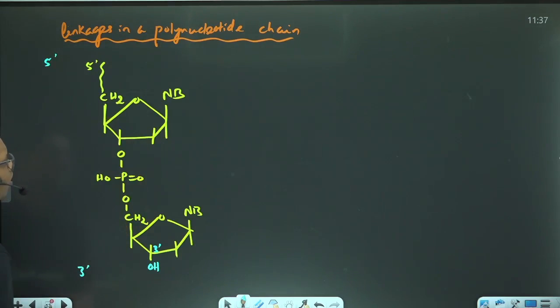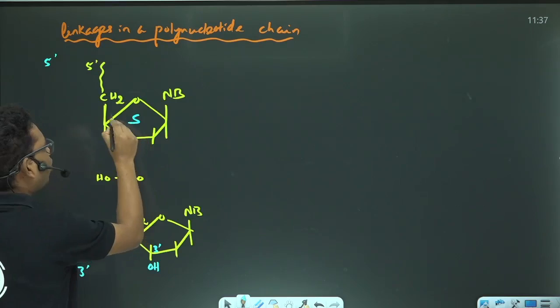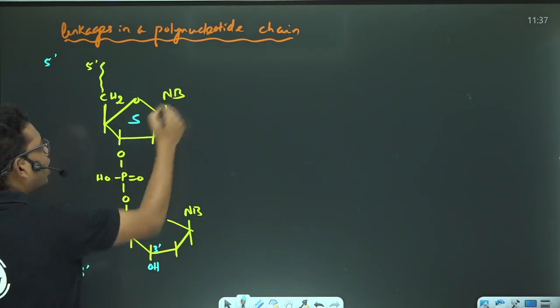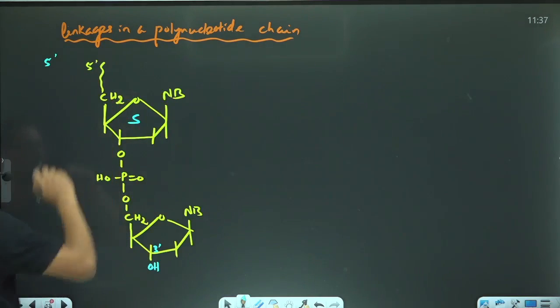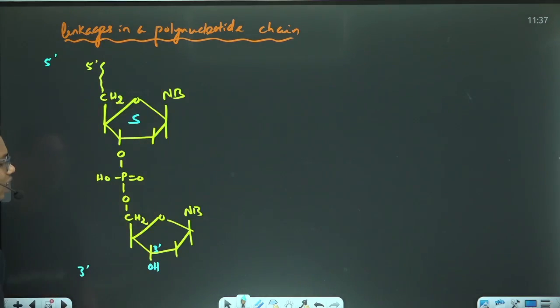Okay, so here you can see this is a sugar molecule. This is a nitrogenous base, and here I will have a phosphate group. So this will be called one nucleotide, and this is also one nucleotide. This is also called one nucleotide.